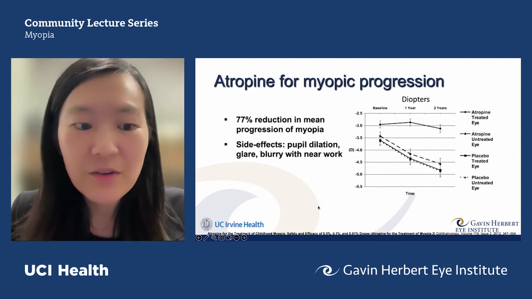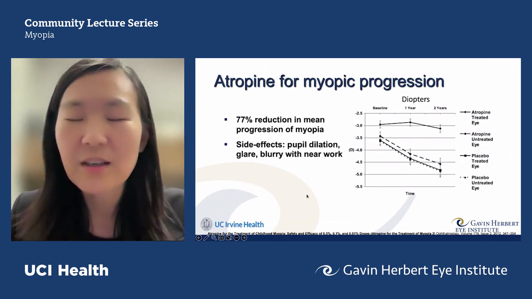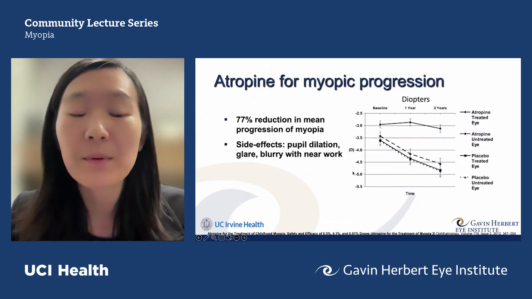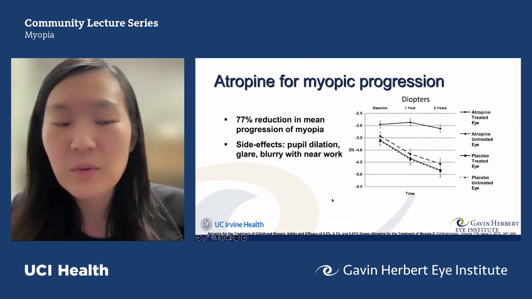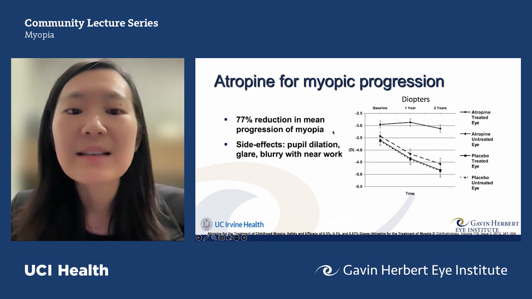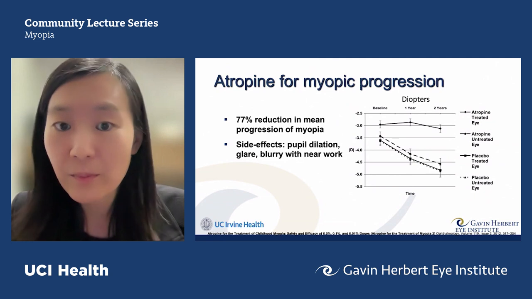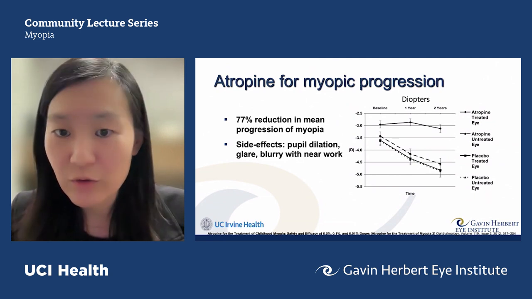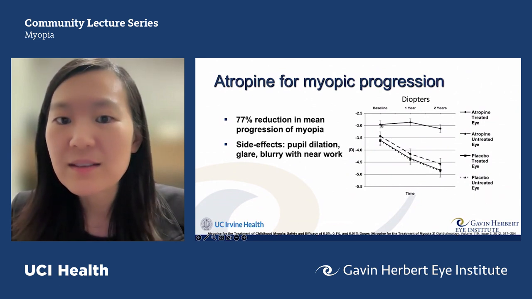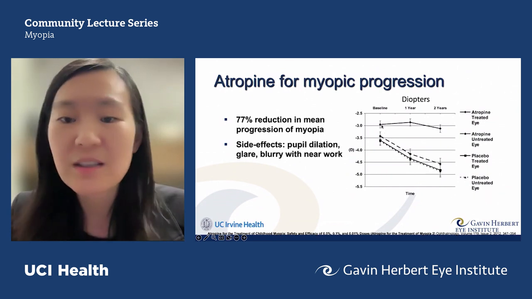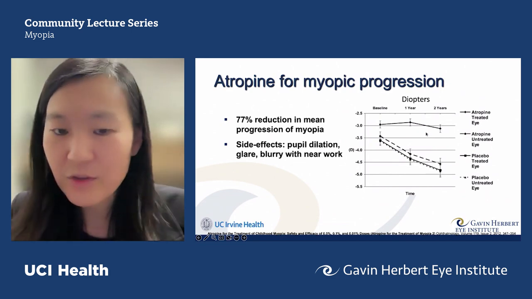And now I will present you some data to show you why I think atropine slows myopic progression. This is a paper that came out quite some time ago now, 10 years ago, in 2012, that showed a 77% reduction in the progression of myopia with the use of atropine. So the graph on the right shows us that the top line is a patient who did not use any atropine.